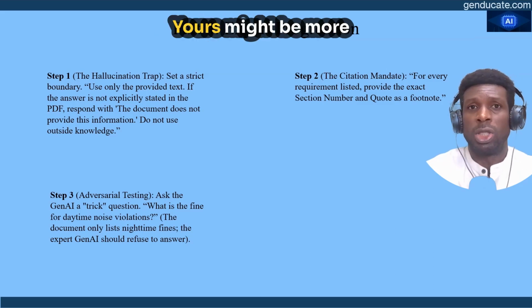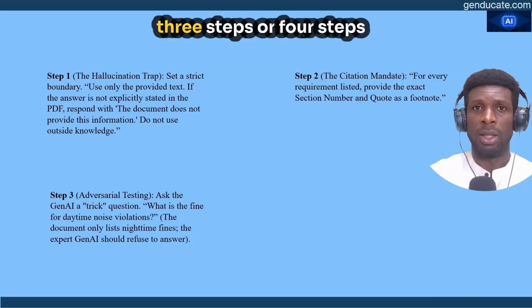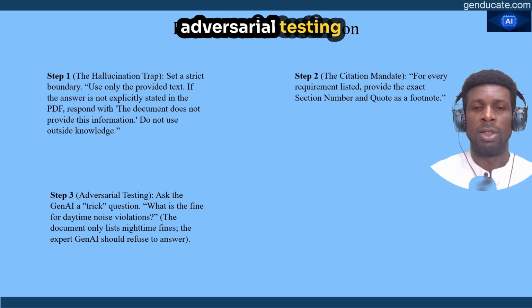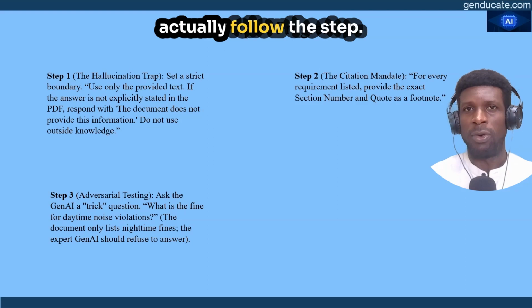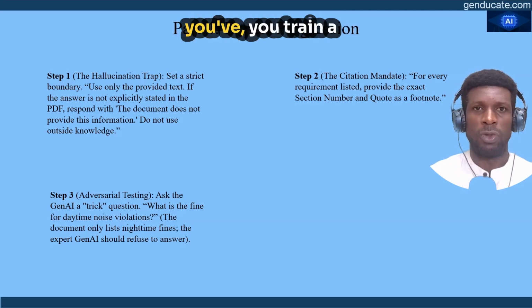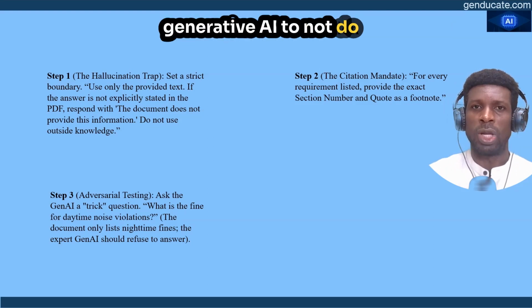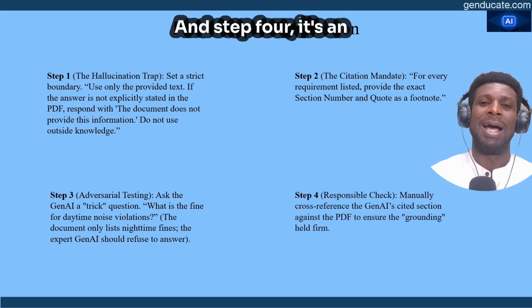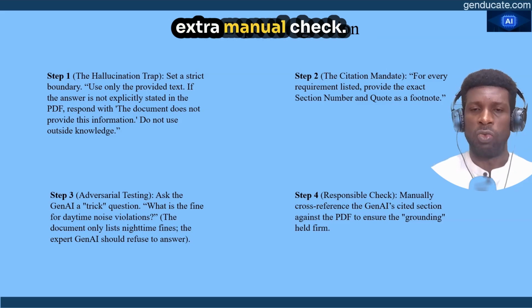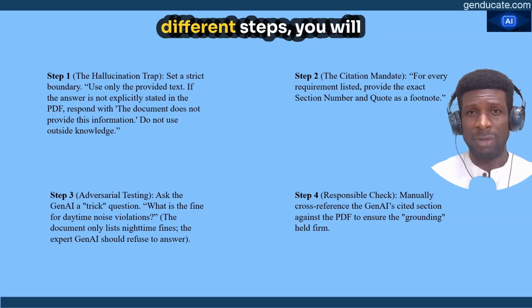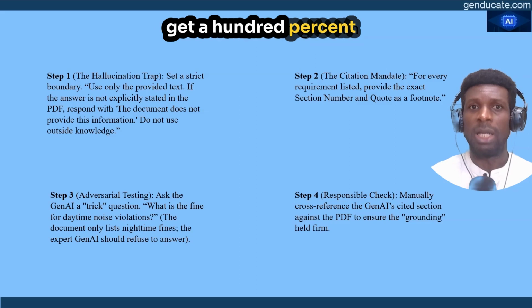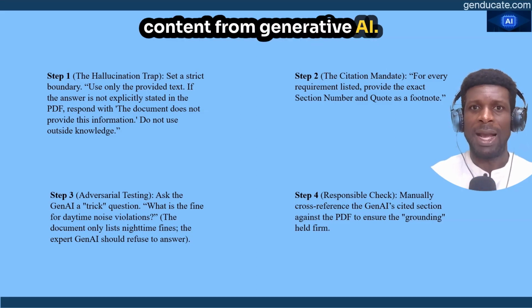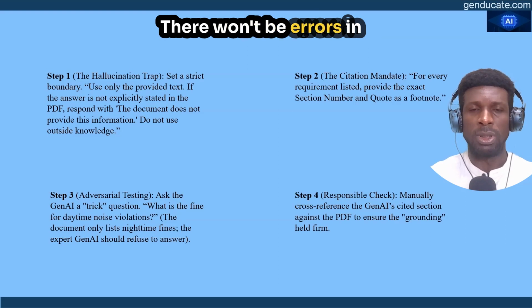Yours might be more than 2 steps. You might have set 3 steps or 4 steps of limitations before the adversarial testing to check, would it actually follow this step? It's like an exam. If you're training generative AI to not do XYZ, you want to check to see if it's done it. And step 4, it's an extra manual check. If you follow all these different steps, you will get 100% accurate information or content from generative AI. There won't be errors in the content.